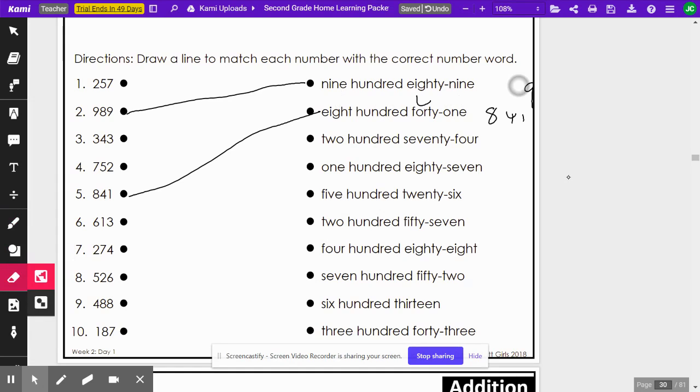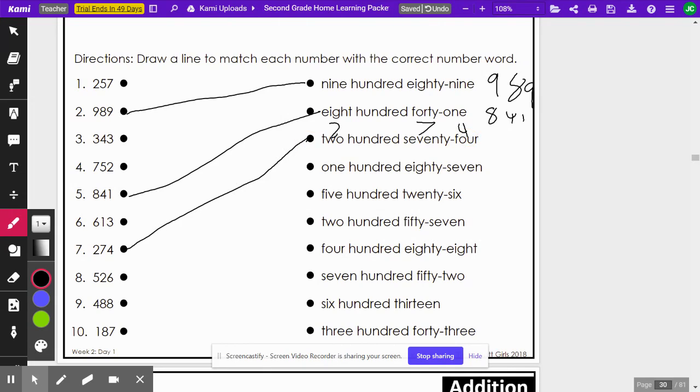274. Let's see. Ah, there it is. It's right there. And let's do one more. 187. Right there. Ooh, I forgot to write the answer up there. 274. 187. Let's see. Oh, there it is.